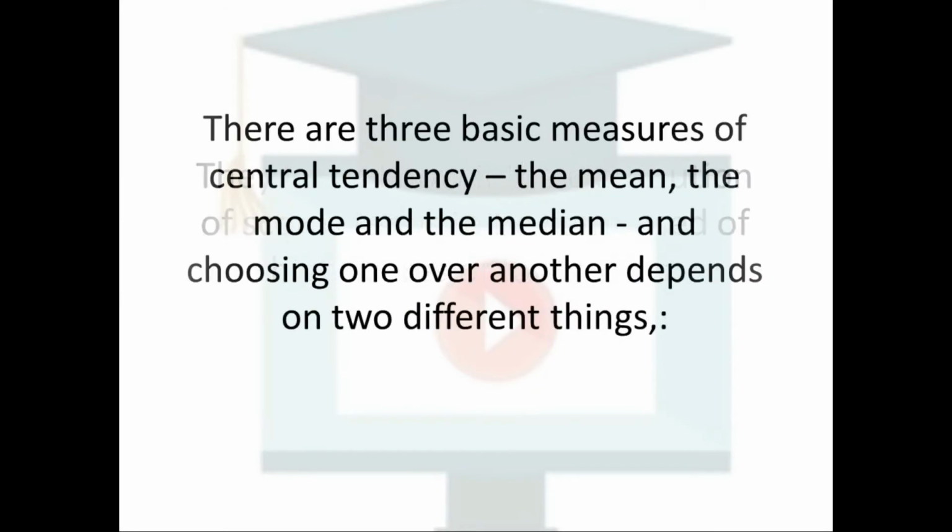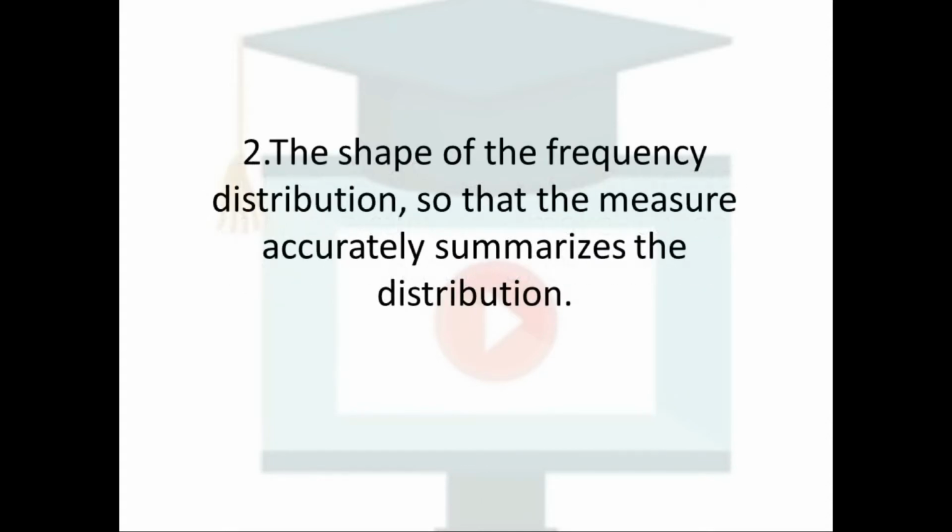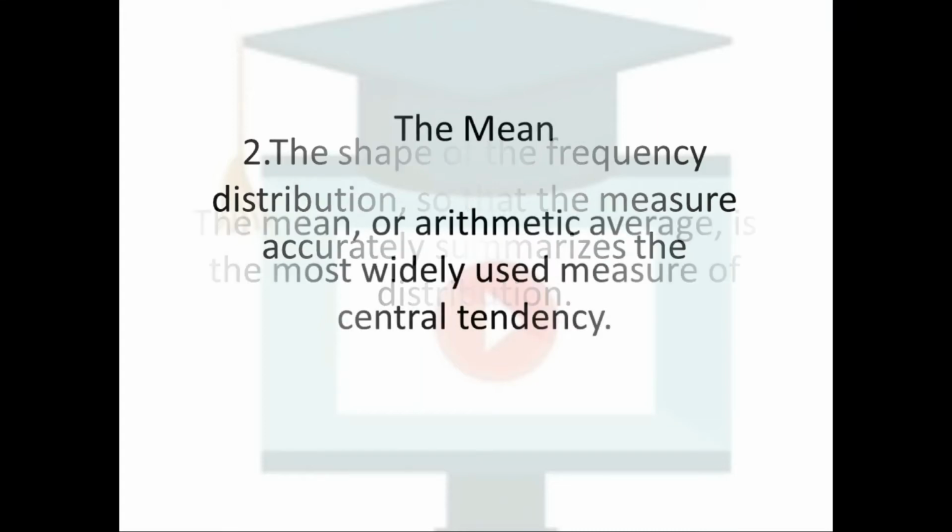There are three basic measures of central tendency: the mean, the mode and the median, and choosing one over another depends on two different things. 1. The scale of measurement used, so that a summary makes sense given the nature of the scores. 2. The shape of the frequency distribution, so that the measure accurately summarizes the distribution.